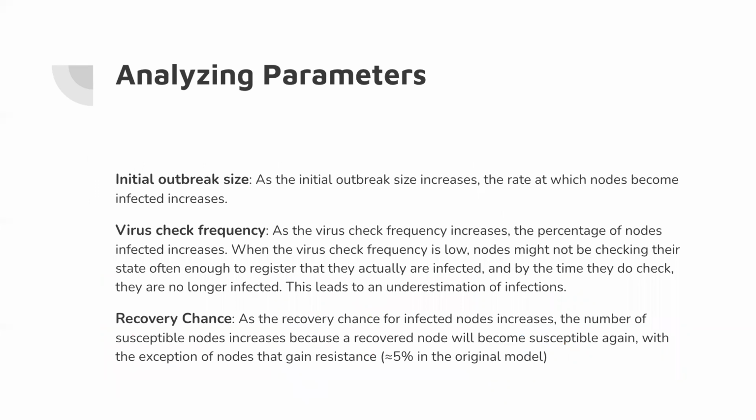So the initial outbreak size parameter is a relatively simple one. As the initial outbreak size increases, there are more infected nodes to spread the virus, so the infections peak much more quickly than with a lower outbreak.